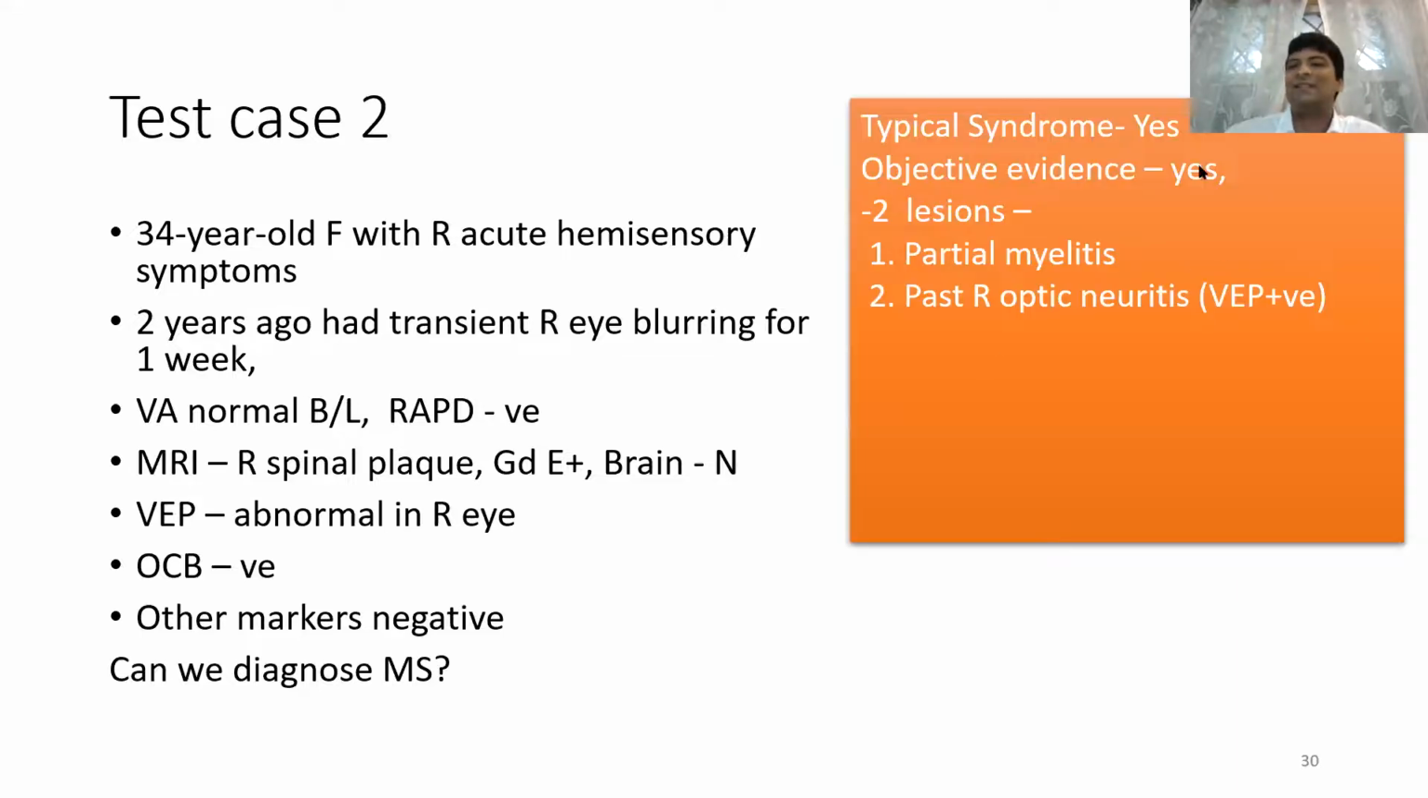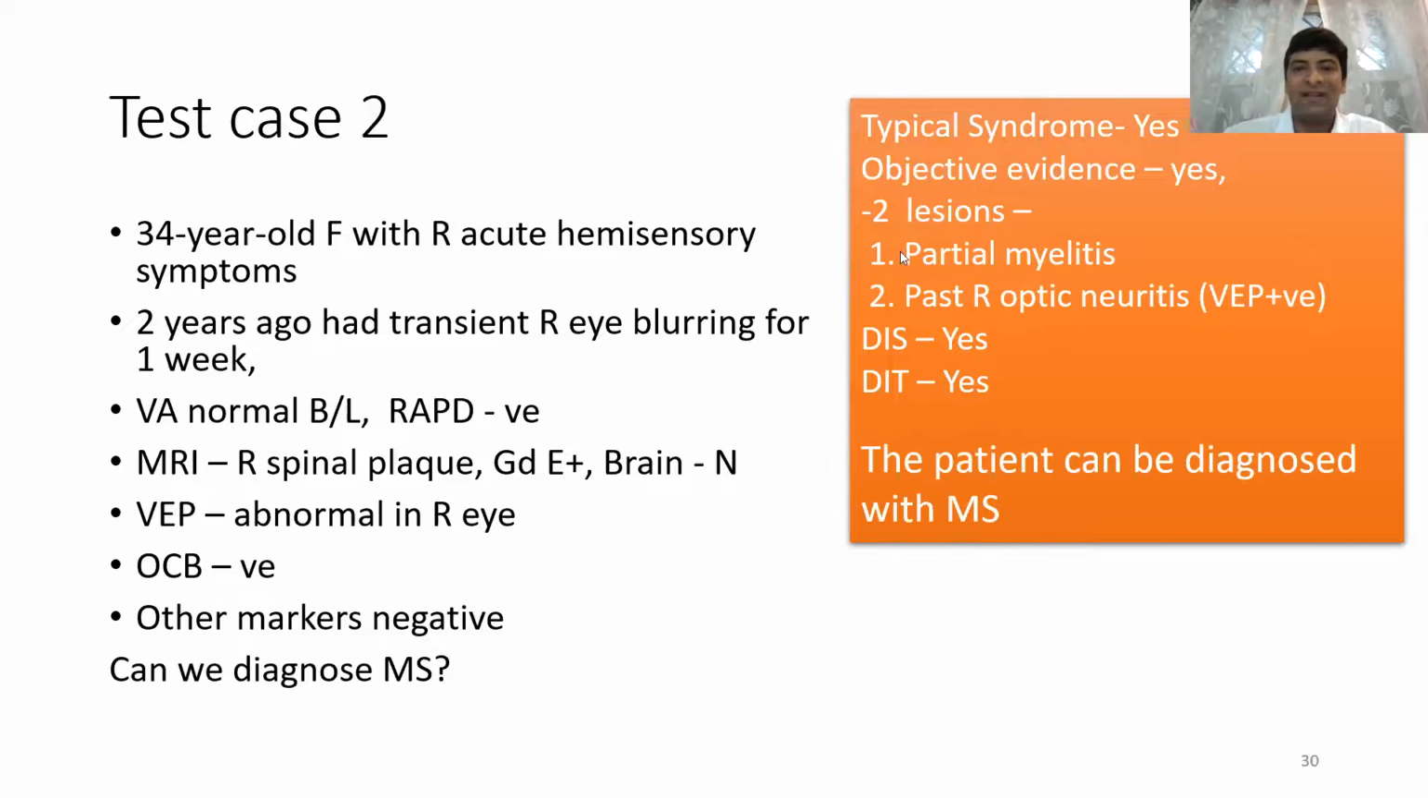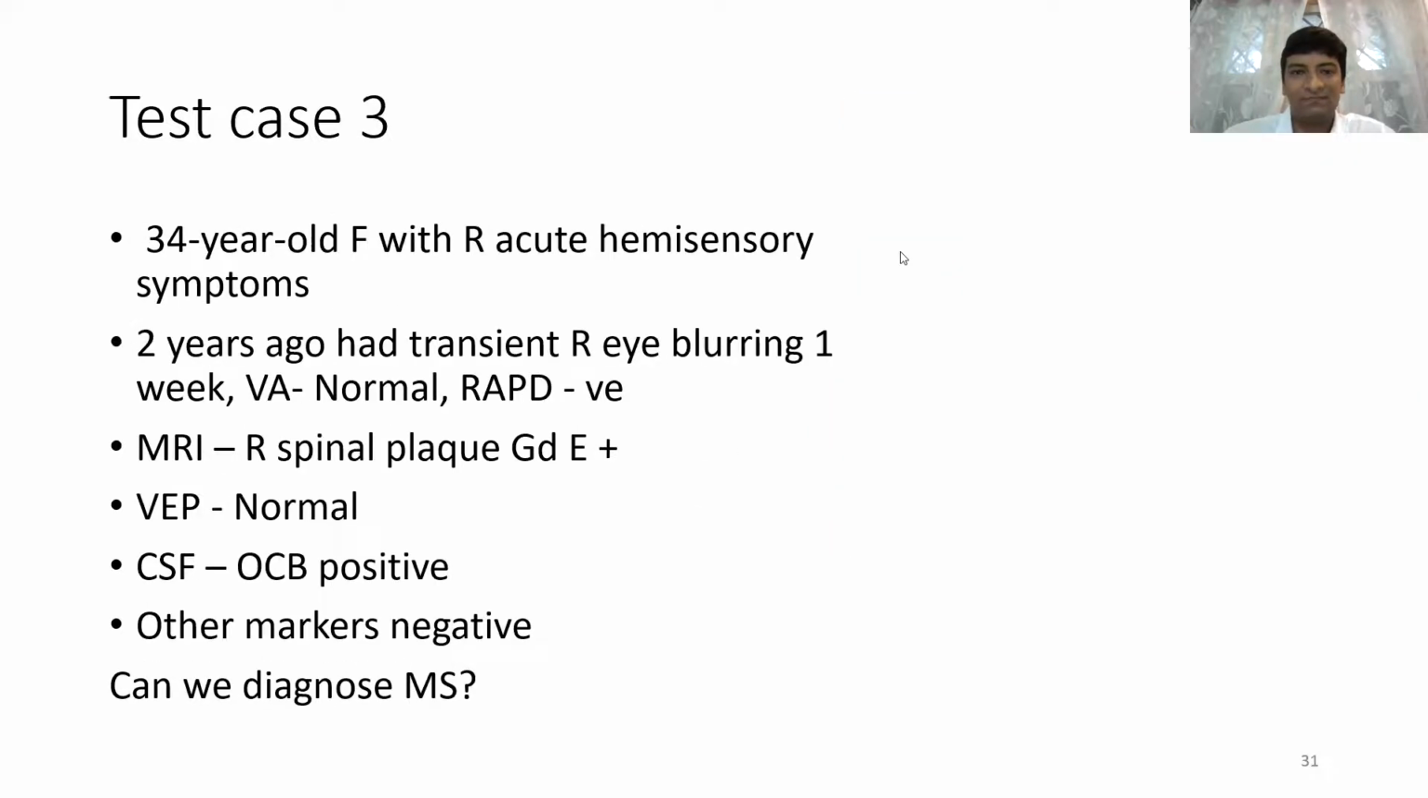You are right. So we have a typical syndrome. We have objective evidence of two sites, both the partial myelitis and the previous right eye optic neuritis. We are able to fulfill dissemination in space, cord and optic nerve, and dissemination in time because of the more than 1 month gap and objective attacks. So the patient can be diagnosed with multiple sclerosis.